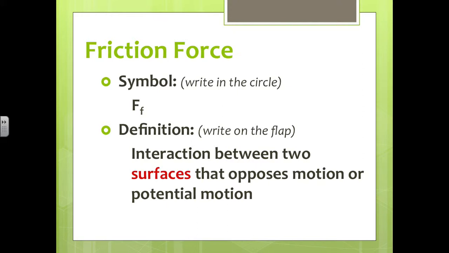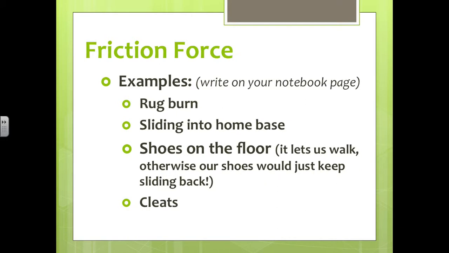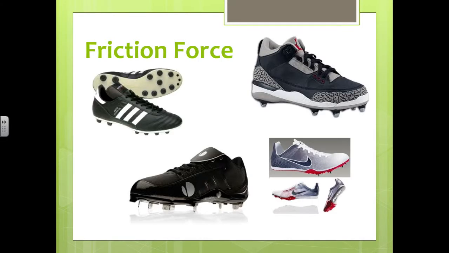A classic example of friction would be two hands rubbing against one another. That's what warms your hands up. Also a rug burn, sliding into home base, cleats, and otherwise just shoes on the floor. If we didn't have friction, we would not be able to walk. If you take a look at the different examples of shoes I've got, every sport has different kinds of shoes. Some of you that play sports are going to recognize your shoes on the screen up here. And you'll notice that a baseball cleat is going to look very different from a track cleat.